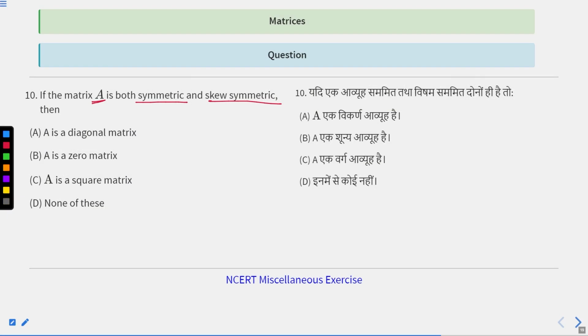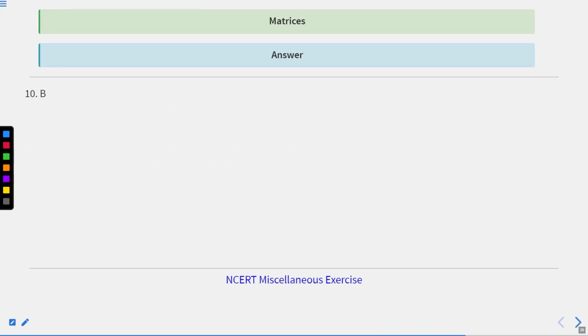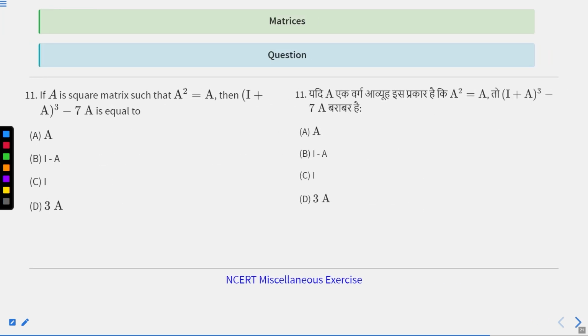So the correct option will be B: A is a 0 matrix. I hope that it is clear. As you can see, a 0 matrix. Okay, simple. Now let us move to the final problem of this miscellaneous exercise, the 11th problem.